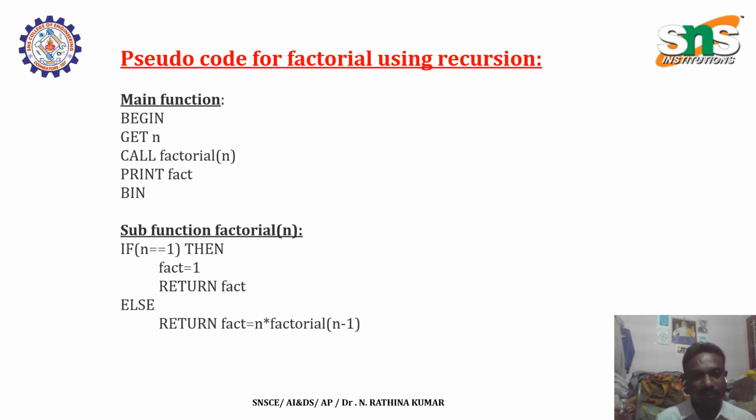The function starts with begin, then get n, then call factorial, which means in the third line, call factorial, and the function immediately goes to the sub function. Then whatever statements are given in the sub function are executed. After that execution, it comes back to the main function, then prints the result, then ends. So this is the pseudocode for the factorial using recursion.